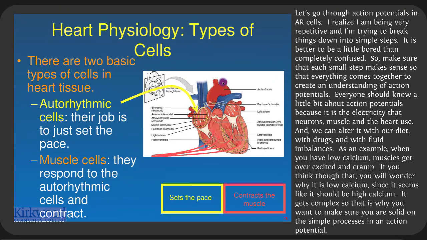Getting even more specific, let's go through the very specific actions of action potentials in AR cells first and then in cardiac muscles. I realize I'm being very repetitive and I'm trying to break things down into simple steps and build them up a little bit at a time. It's better to be a little bored than completely confused. So make sure that each small step makes sense so everything comes together to create an understanding of action potentials.